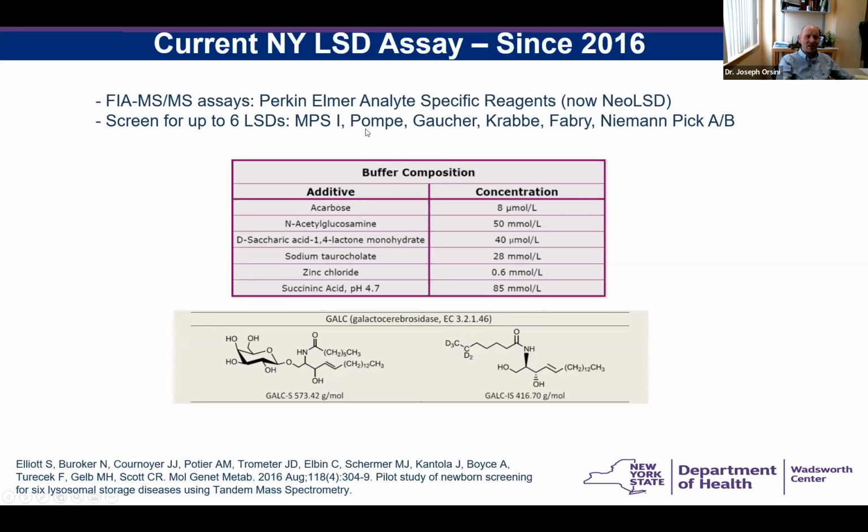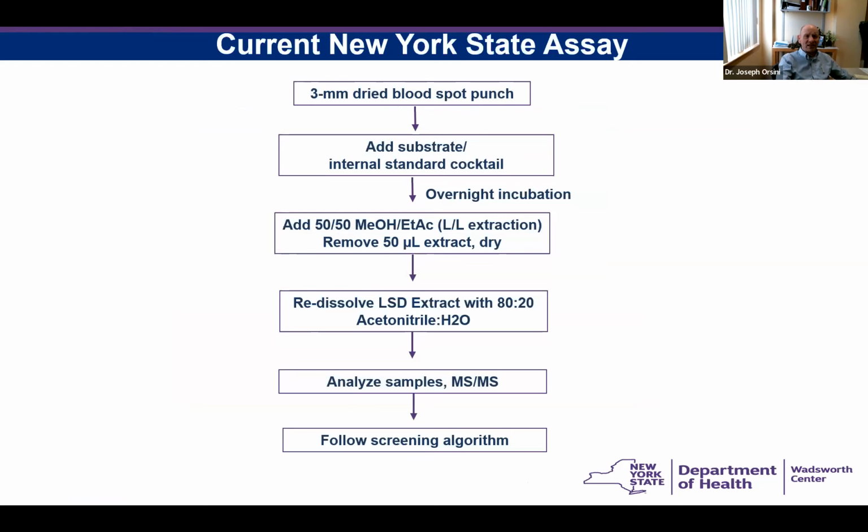But again, it's 6 enzymes looking for MPS1, Pompe, GALC, Krabbe, Fabry, and human PIC. 2 of these, MPS1 and Pompe, are currently on the recommended uniform screening panel. The others aren't, but they all become useful reference enzymes in evaluating a baby for Krabbe disease, if they're potentially positive for Krabbe disease. The assay is fairly straightforward.